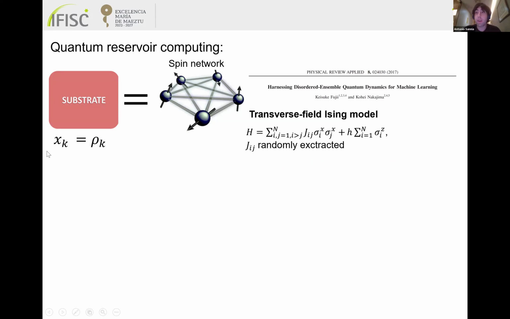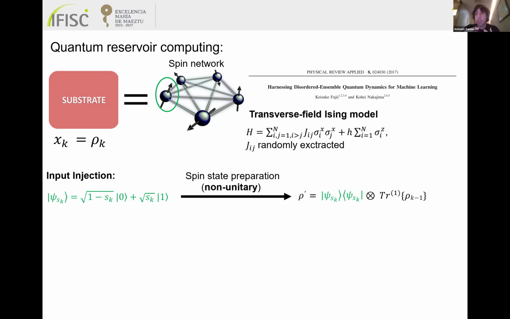And the first proposal of quantum reservoir computing was a transverse field Ising model, in which we have this Hamiltonian where all the spins are fully connected and the couplings have been chosen randomly. So it's a disordered network, we can say. And we also have an orthogonal magnetic field.